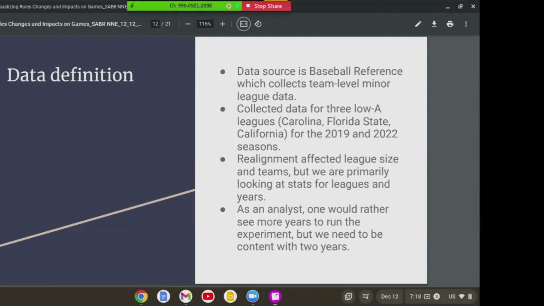The other important thing to note here is that because there was a realignment, so for example, in the Carolina League, you had the Wilmington Blue Rocks moving out of that league and going into a new one because they became the Nationals high A affiliate, and the Fredericksburg Nationals stayed at the low A affiliate level, and that league, which was previously called the Carolina League, is now again the Carolina League. So I wanted to note that realignment does affect league size and teams, but we're primarily looking at league level statistics and league level years.